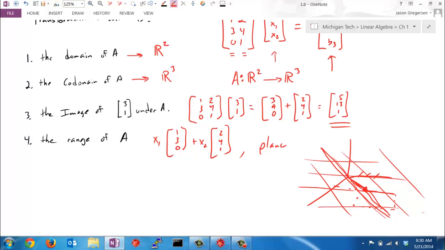And once again, we can see that it is a plane, one, because we can kind of see the vector addition, but also we essentially have two free variables when we look at this linear combination. So we have two independent variables, and a linear combination of two independent variables gives us a plane.